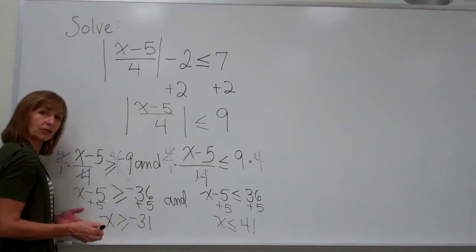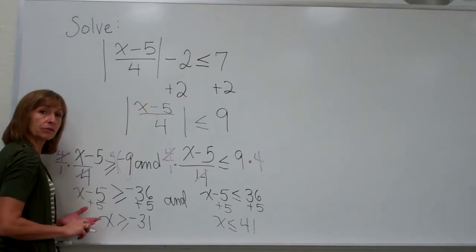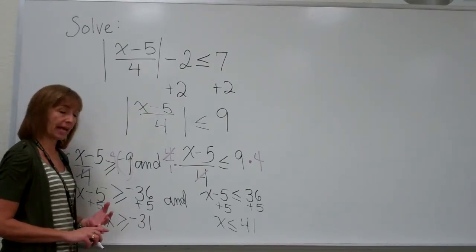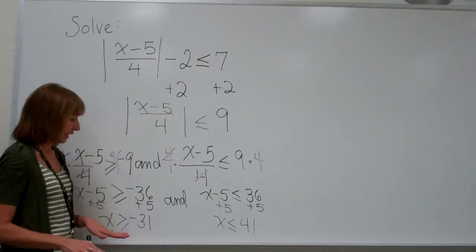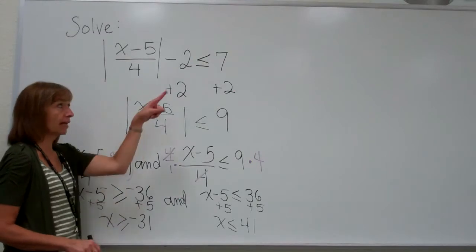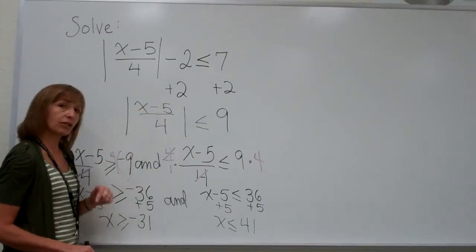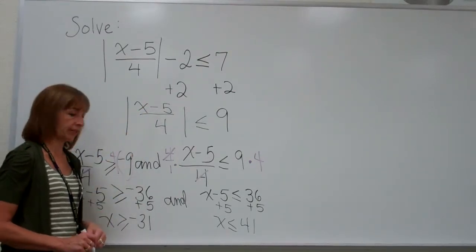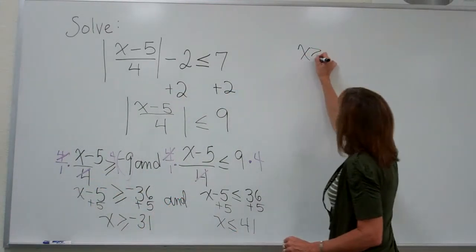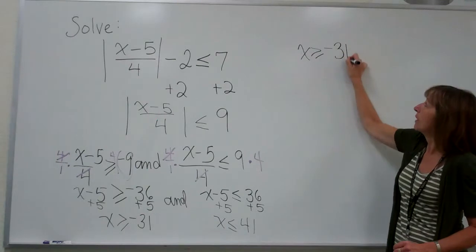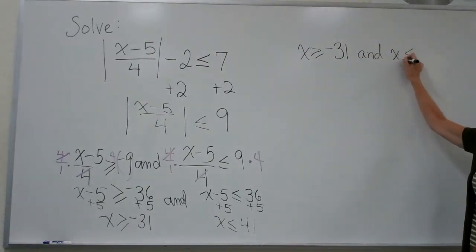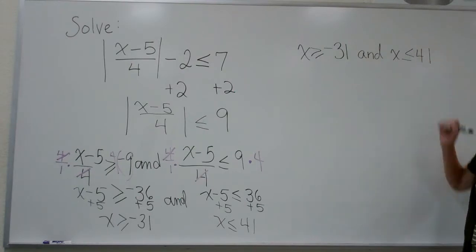But we also want to make sure that if they ask us to graph the solution set, or if they ask us to give the interval notation for the solution set, we have those available too. So let's copy this compound inequality solution set up at the next part, and then talk about how to get the graph and the interval. We have x has to be greater than or equal to negative 31, and it also has to be true that the x's are less than or equal to 41.